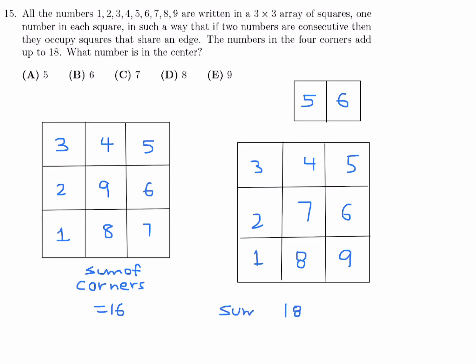18 is the sum of the corners. And that's it. With a little bit of trial and error, I figured it out. And the number in the center is a 7. So number 15, the answer is C.